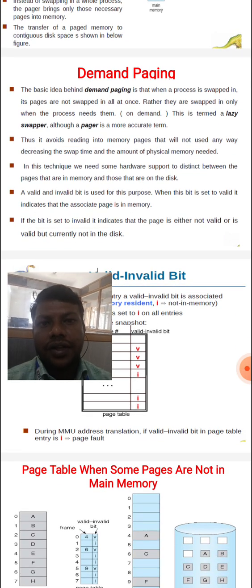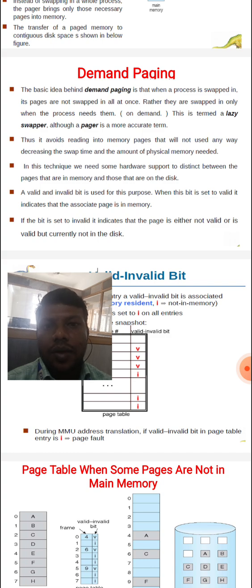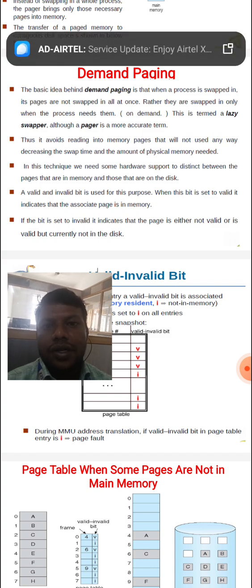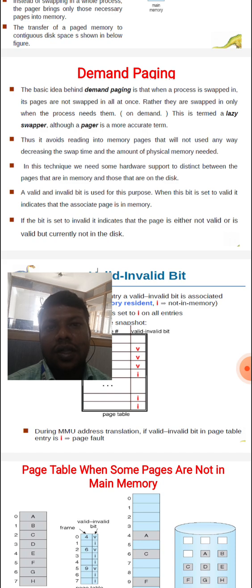The basic idea behind demand paging is that when a process is swapped in, pages are not all swapped in at once. Rather, they are swapped in only when the process needs them. This is termed a lazy swapper, although pager is a more accurate term. The lazy swapper swaps pages in or out only when the pages are demanded. Thus it avoids reading into memory pages that will not be used anyway, decreasing the swap time and the amount of physical memory needed.